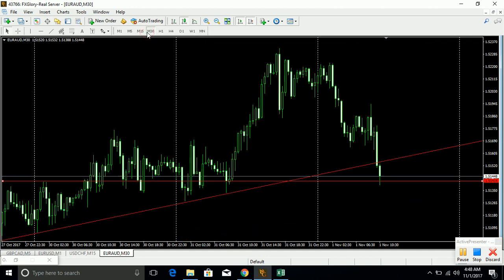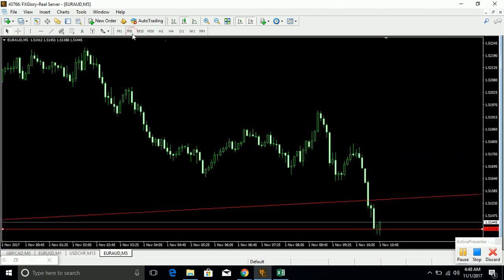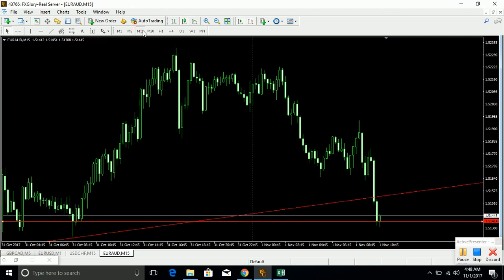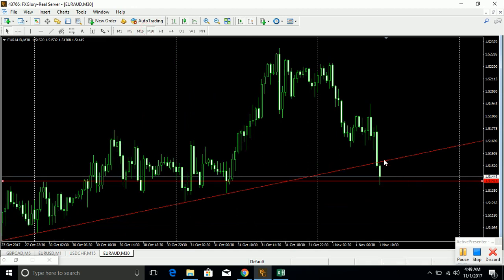Now, as far as Forex is concerned, I'm going to take my position at the close of this next 30-minute candle, which will be the close of this candle. The close of this candle, I'll take my next move up.